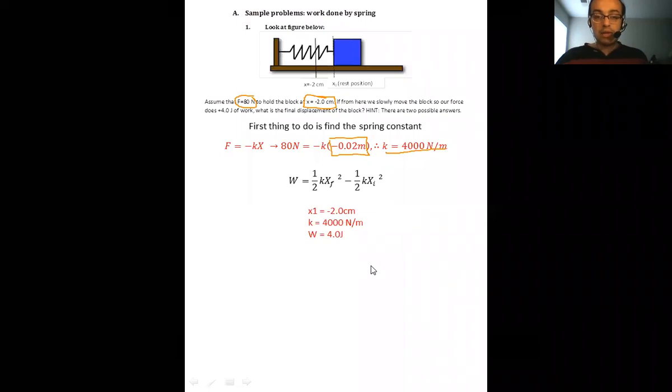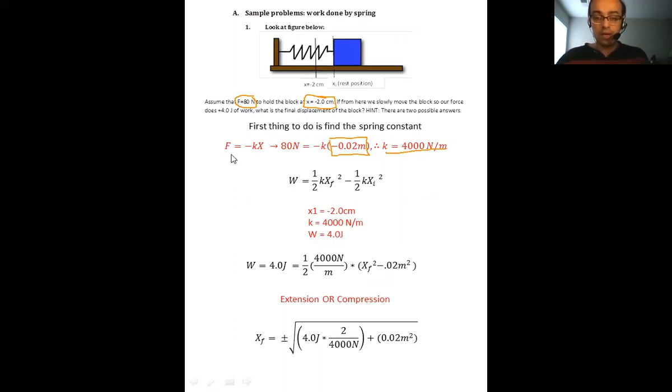And we make the necessary substitutions. We say that x1, or x initial, is negative 2.0 centimeters. We know what K is because we found it, and we know that the work is 4.0 joules. We go ahead and make our substitutions. And then we have to remember that it's possible to obtain this amount of work from either extension or compression. So that's where this plus or minus comes in.